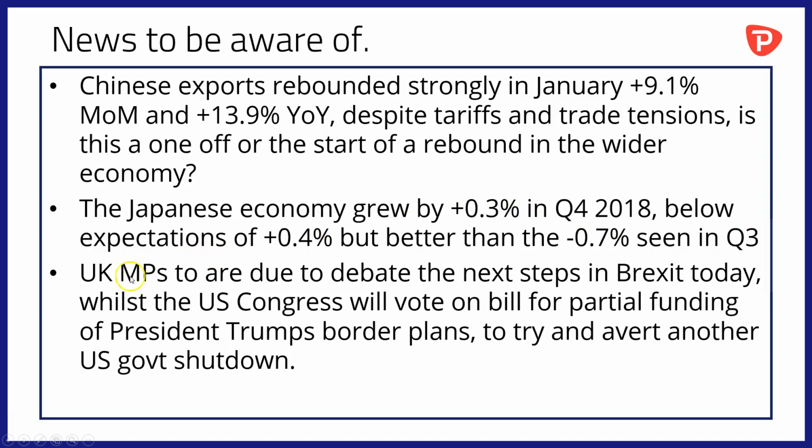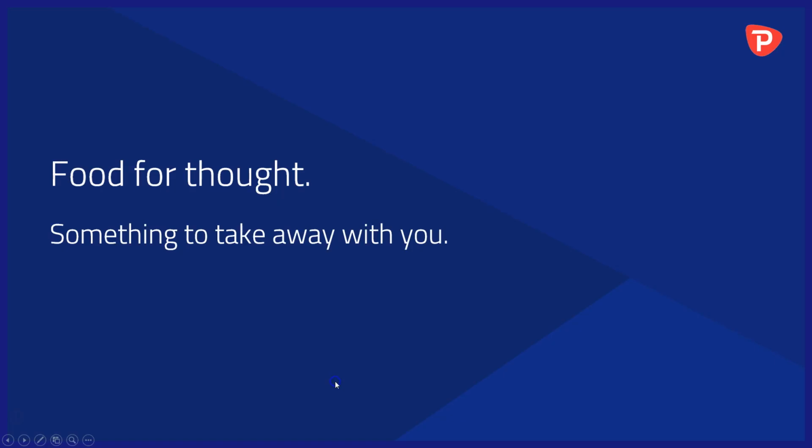Turning to politics then, UK MPs are due to debate the next steps in the Brexit process today, whilst the US Congress will vote on a bill for partial funding of President Trump's border plans to try and avert another US government shutdown. The proposal is to grant the President some $1.4 billion out of the $5.7 billion he's requested to build his controversial border wall.